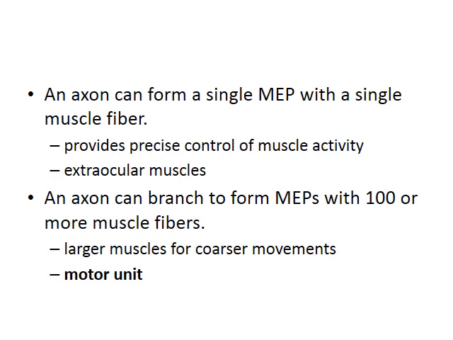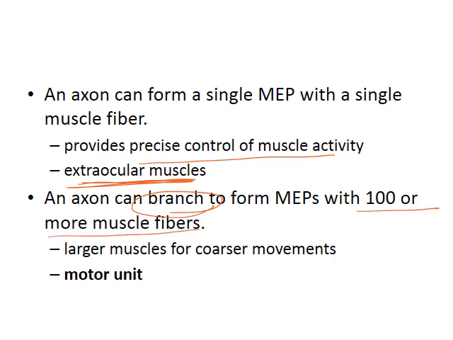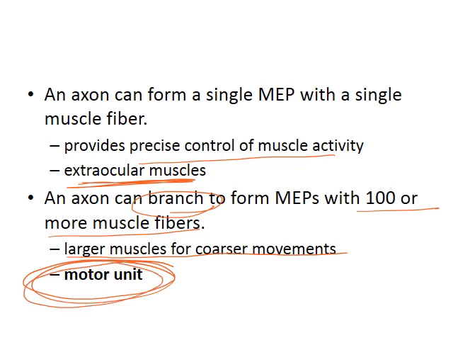So one single axon can form a single MEP or neuromuscular junction with a single muscle fiber to provide very precise control of muscle activity, and these are going to be in your eyes primarily. Or it can branch to form neuromuscular junctions or motor end plates with many fibers, 100 or more, and this is going to cause larger muscles for coarser movements, your legs and those things. This is what we call a motor unit, whenever one axon branches to form MEPs with many fibers.